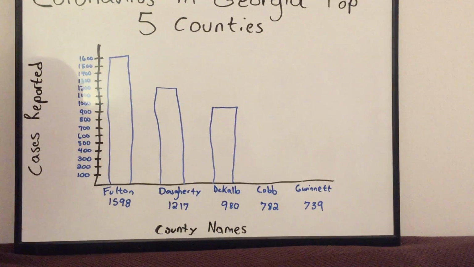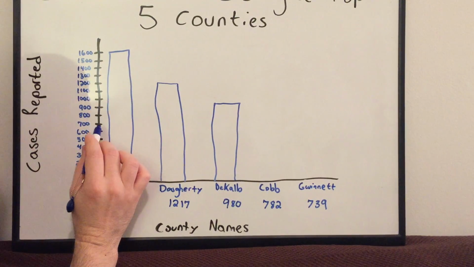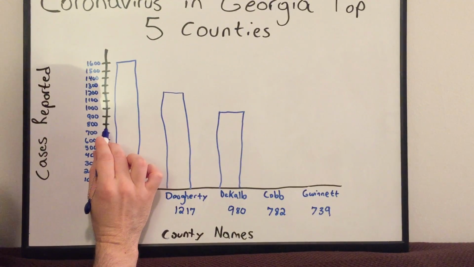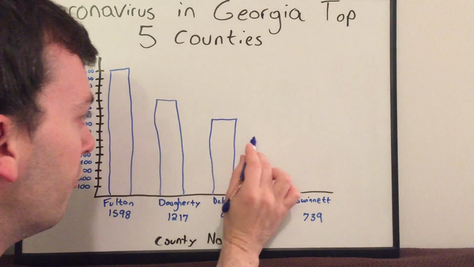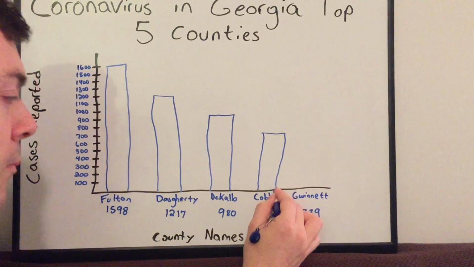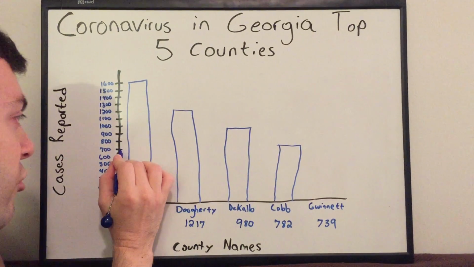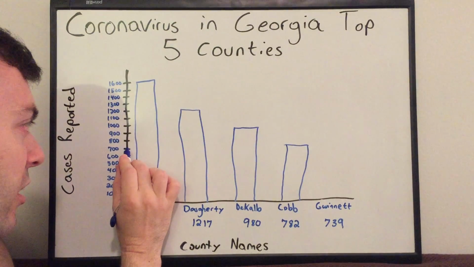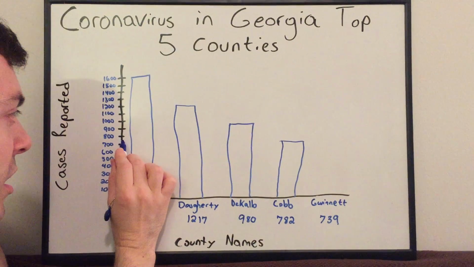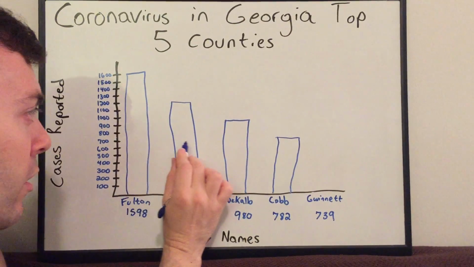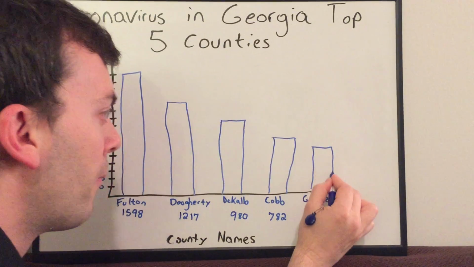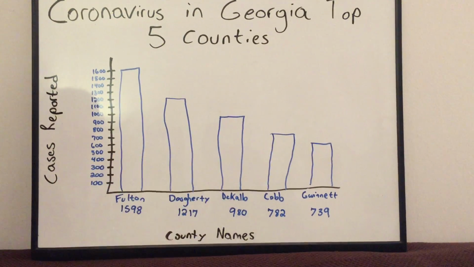All right, Cobb, we have 782, so I'd go to about 800 right here, maybe slightly below, and then go over from there and mark Cobb. And then Gwinnett is 739, so not as high as Cobb, slightly down. If this is the middle between 800 and 700, maybe slightly below the middle. So we'll go slightly below the middle right there. And so I have my 5 bars.